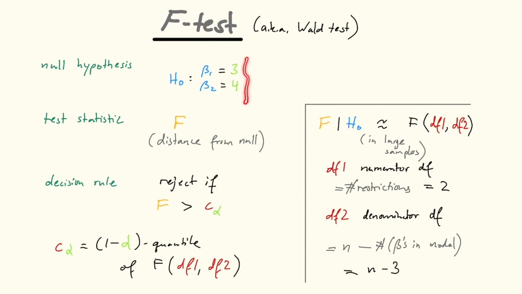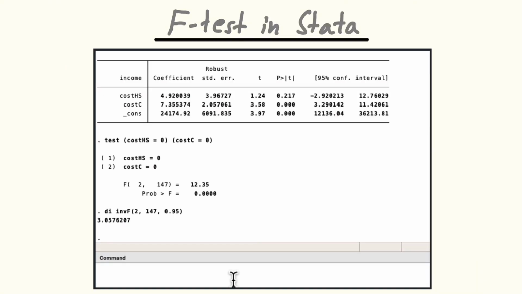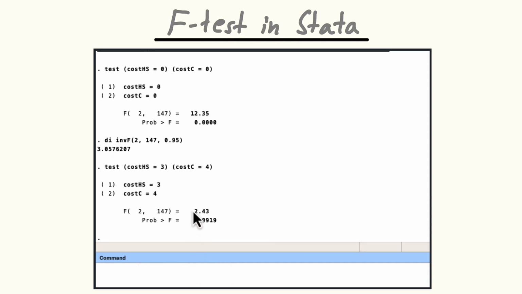Again, we have 2 restrictions, so the numerator degrees of freedom is unchanged at 2. Let's carry out this test in Stata. Instead of testing against 0, we test against 3 for this coefficient and 4 for this coefficient. Stata computes a test statistic of 2.43, which is below the critical value. Therefore, this test does not reject. This means we cannot rule out that beta 1 has the value 3 and beta 2 has the value 4.